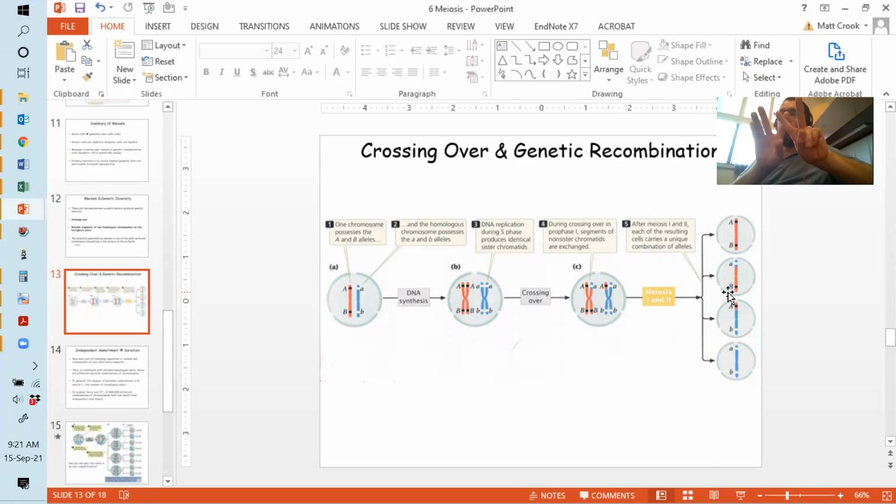Those are the ones on the outside that do not undergo recombination. But the 2 non-sister chromatids, those non-sisters, swap over and you end up with a new combination of alleles. So now you have a recessive and a dominant, and a dominant and a recessive. So that's a good visualization of how you get new combinations of alleles.